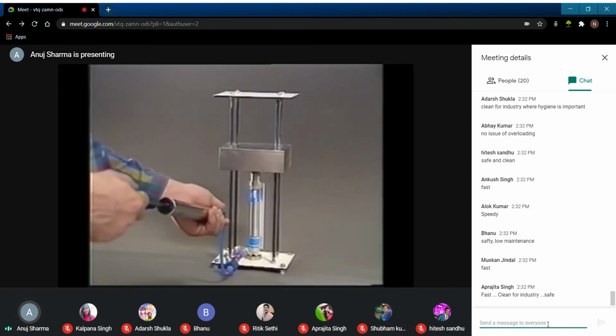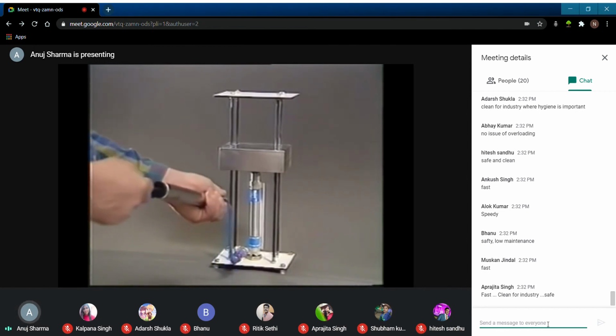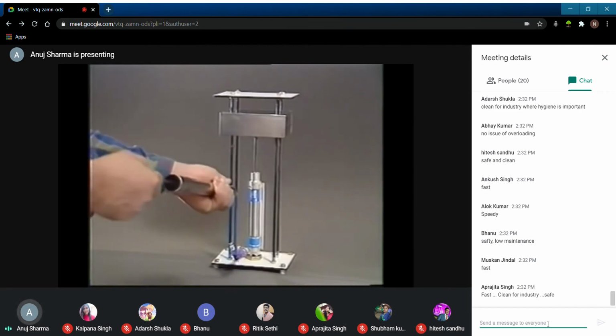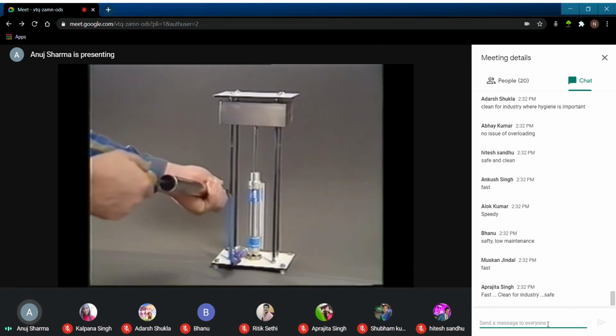Another example of the conversion of energy. In this case, the air pressure generated is applied directly to the cylinder. The force generated by the compressed air is then converted by the cylinder back to mechanical energy, lifting the load.